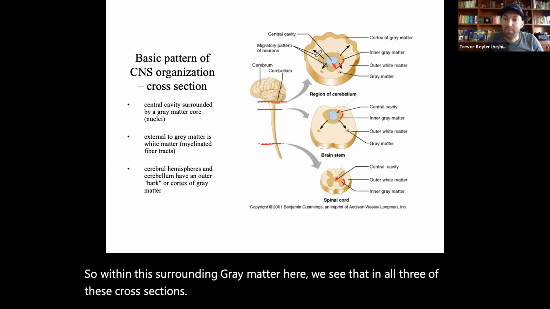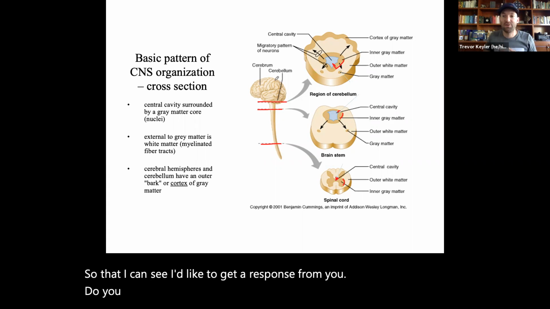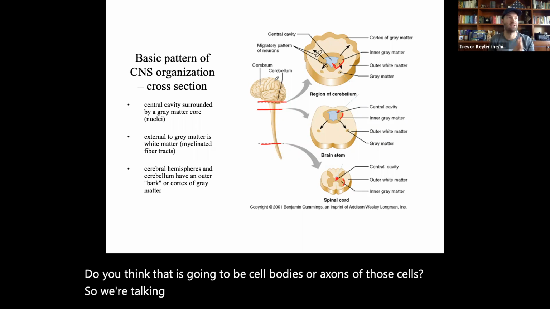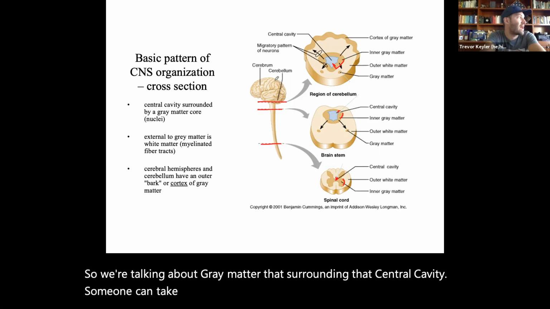Let me pull up chat here so that I can see. I'd like to get a response from some of you. Do you think that is going to be cell bodies or axons of those cells? We're talking about gray matter that's surrounding that central cavity. Someone can take a stab at this, type in the chat.